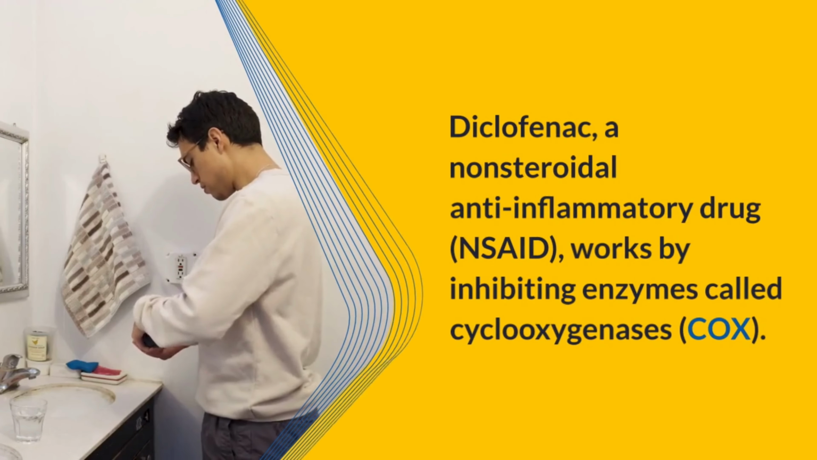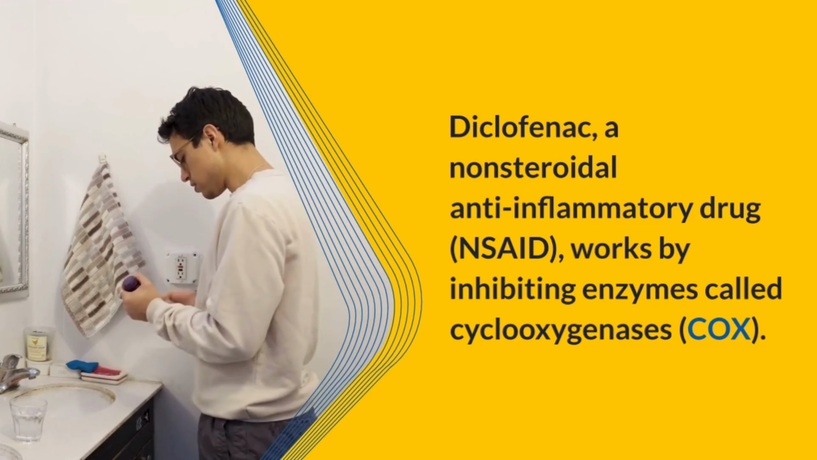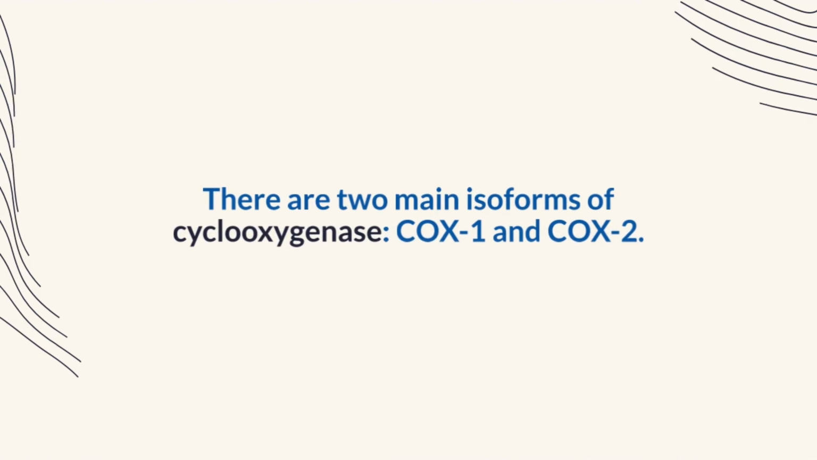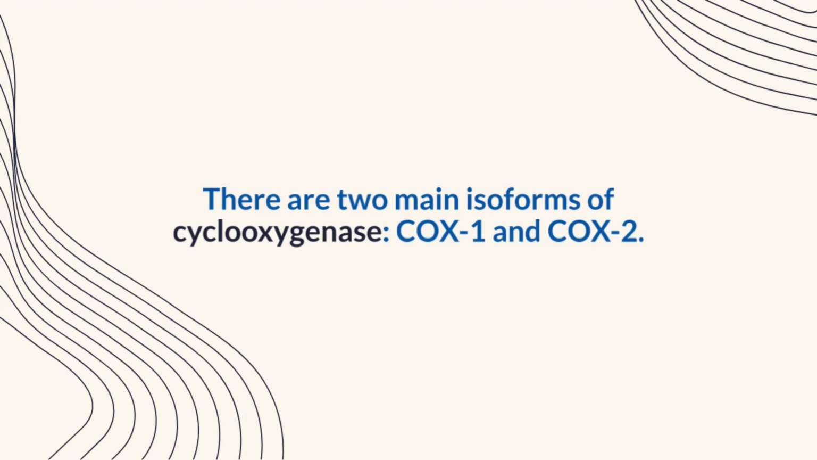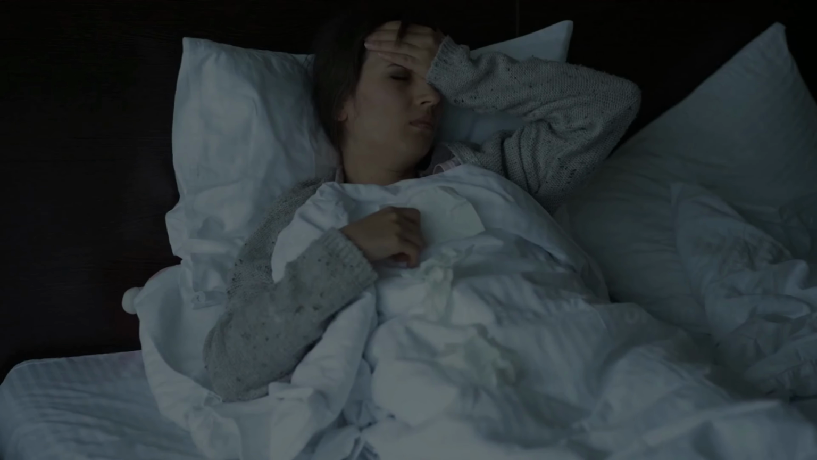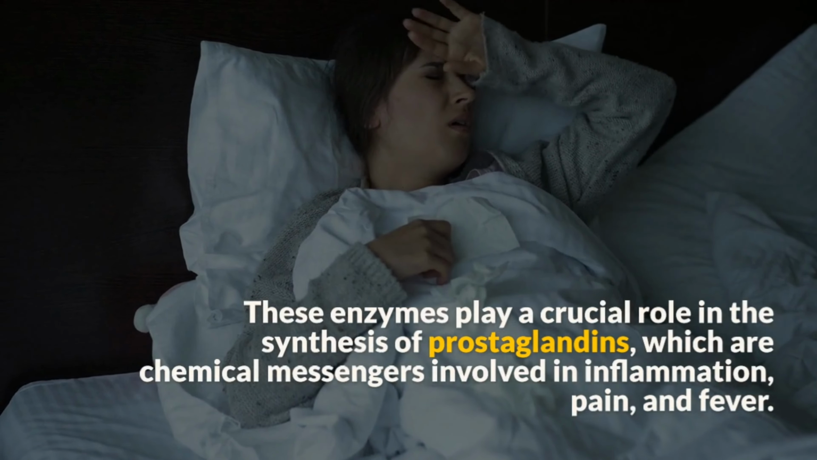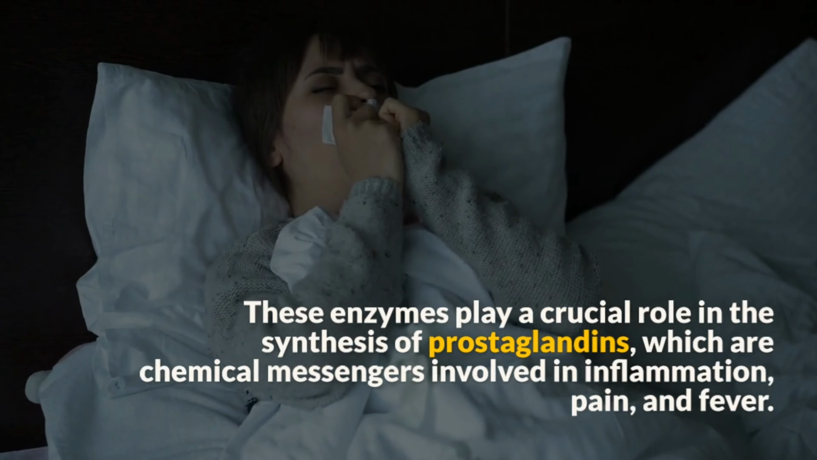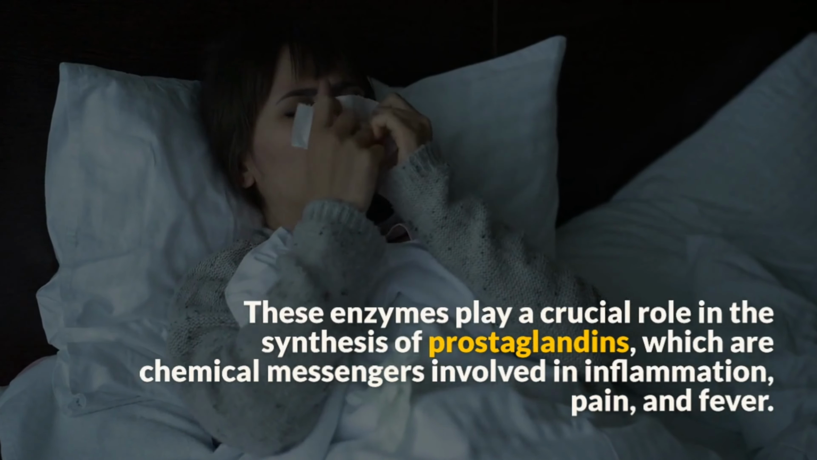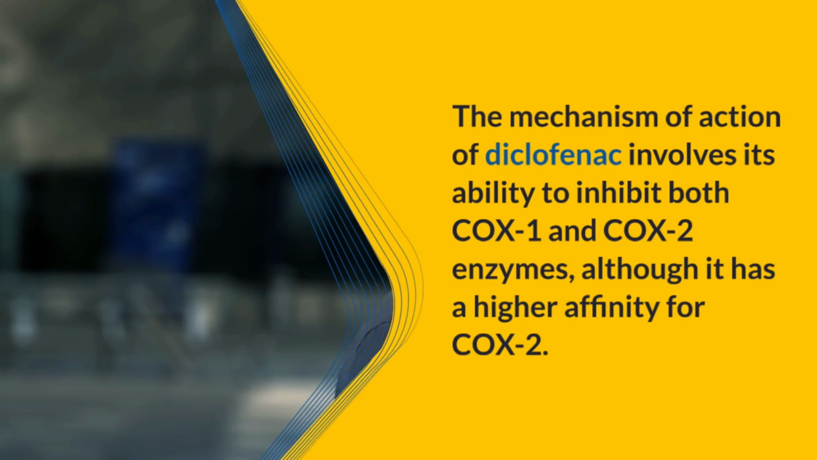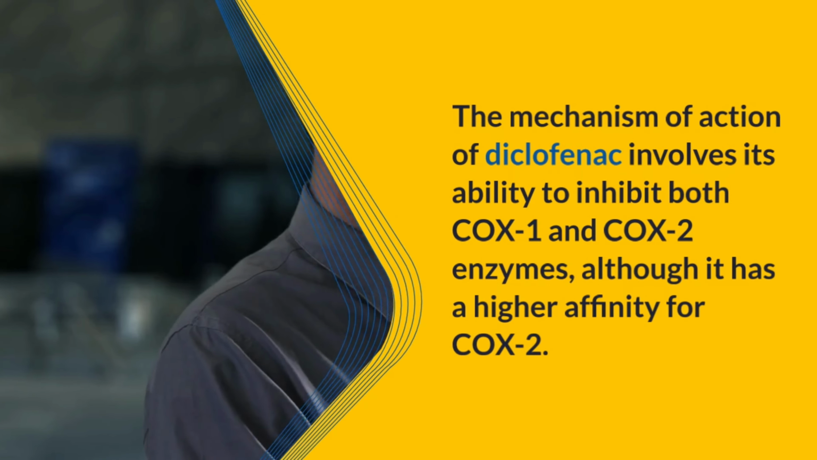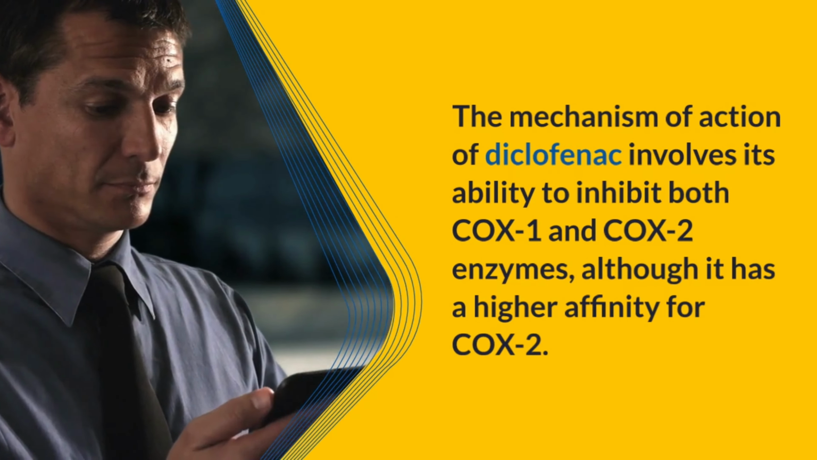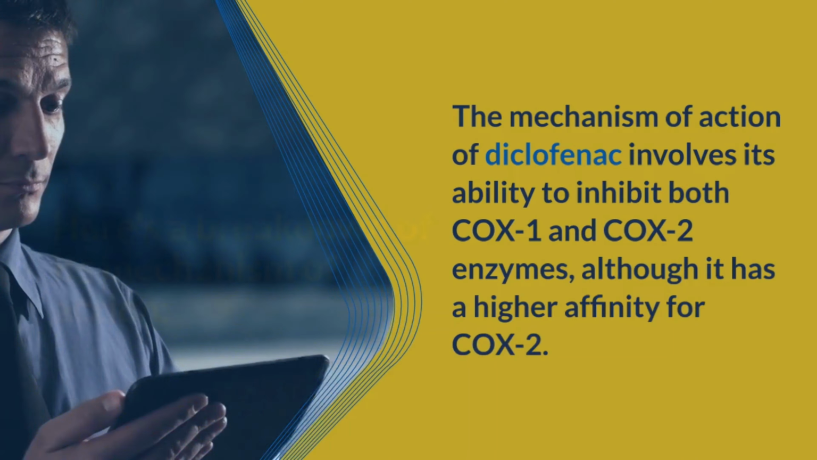Mechanism of action of diclofenac tablet. Diclofenac, a nonsteroidal anti-inflammatory drug, works by inhibiting enzymes called cyclooxygenases. There are 2 main isoforms of cyclooxygenase, COX-1 and COX-2. These enzymes play a crucial role in the synthesis of prostaglandins, which are chemical messengers involved in inflammation, pain, and fever. The mechanism of action of diclofenac involves its ability to inhibit both COX-1 and COX-2 enzymes, although it has a higher affinity for COX-2.